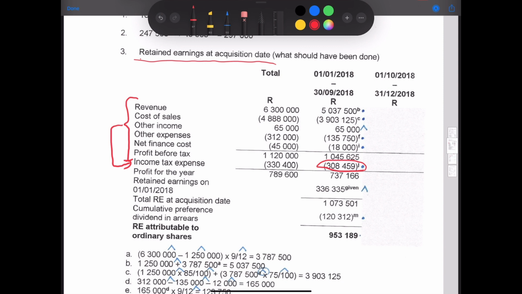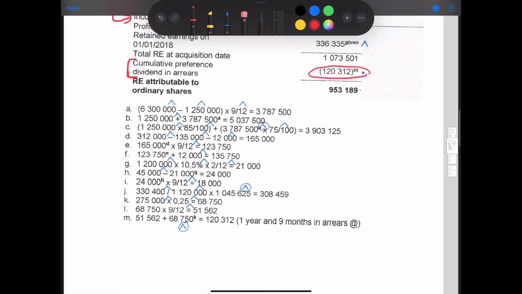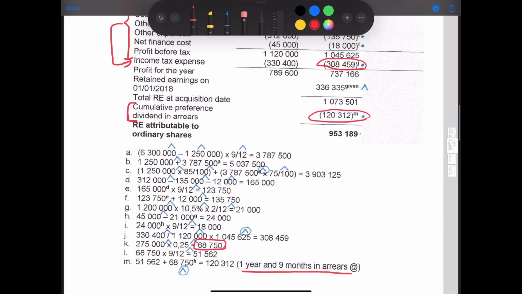You should have deducted the cumulative preference dividends in arrears. Many students did not identify that it has been in arrears for 1 year and 9 months and only deducted the 68750, which is for 1 year. Some students deducted the non-cumulative preference dividends in arrears.